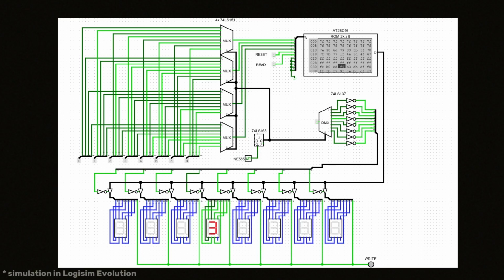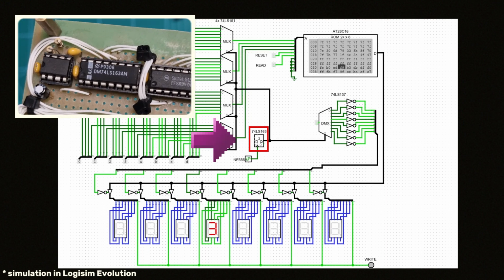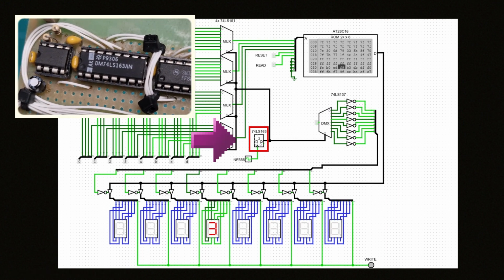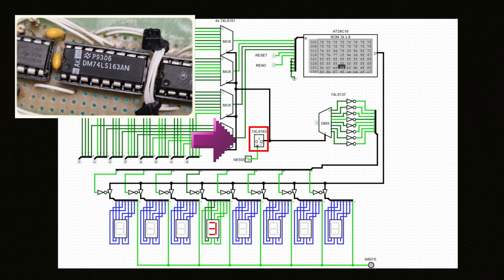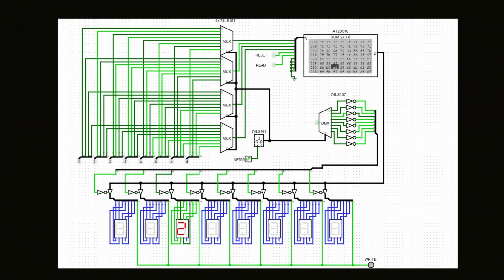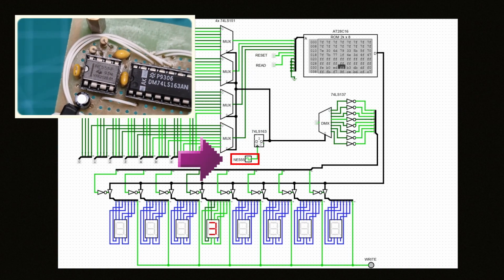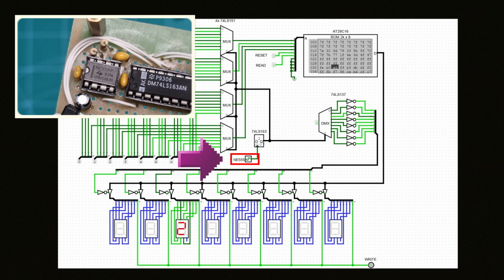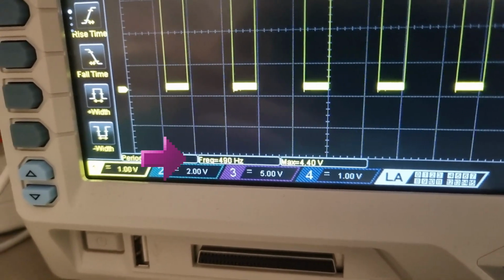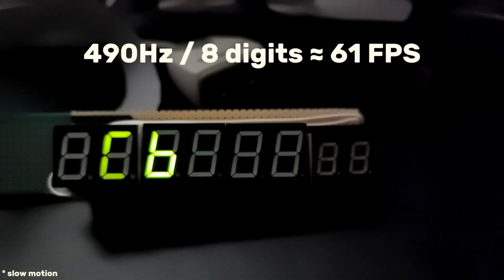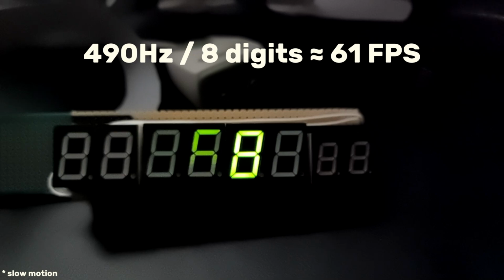To do that, I use a 74LS163, a 4-bit binary counter. I only need 3 bits of it, which gives me a cycle of 8 steps, one for each digit to be displayed. The counter is clocked by a classic NE555 timer, running at around 490 Hz. That's fast enough to cycle through all the digits and create a stable image, thanks to persistence of vision.